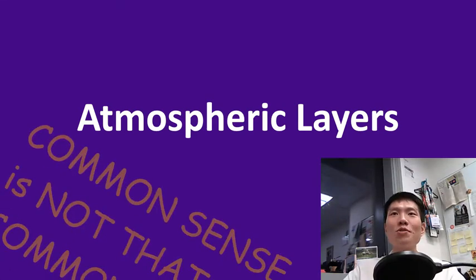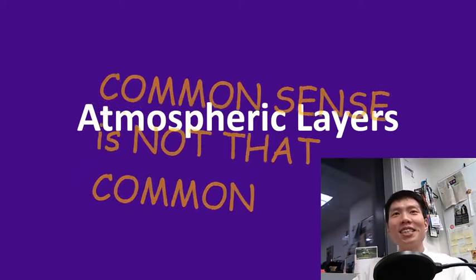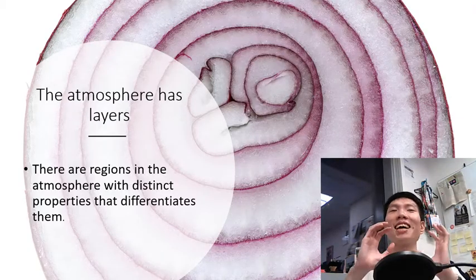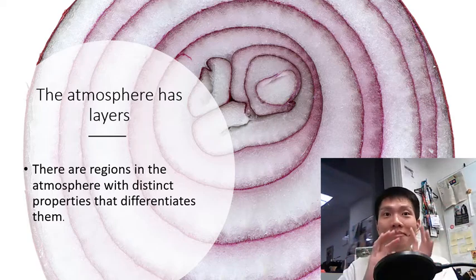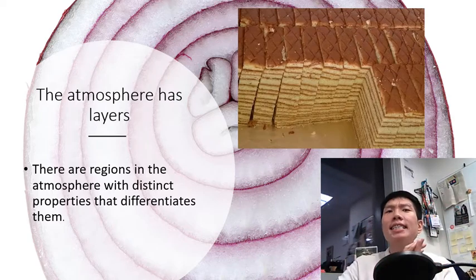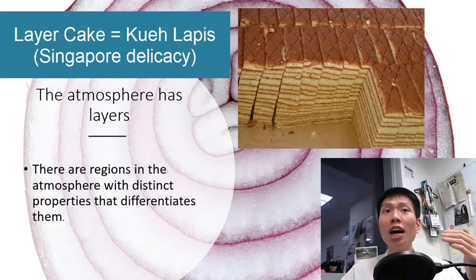Next, we come to atmospheric layers. Hello there! In this video, we'll be discussing the atmospheric layers. Now, just like an onion, let me use this analogy here. The atmosphere has many layers, like a layer cake, kueh lapis, right? And these layers have different properties which differentiate them from each other.